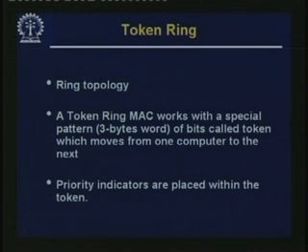So the first system that we will talk about is the token ring. As the name itself suggests, it is a ring topology, and a token ring MAC works with a special pattern or token which is 3 bytes long. So 3 byte words of bits called token, which moves from one computer to the next. Priority indicators are placed within the token. How the priority indicators are used we will see later.